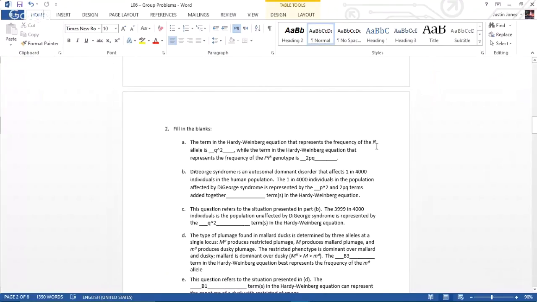So we did the Hardy-Weinberg, the part that would represent the IB allele. It's going to be q squared, which is the last part of the Hardy-Weinberg equation. But if we're doing the mixed genotype, we need the 2pq because that's mixing the two alleles.